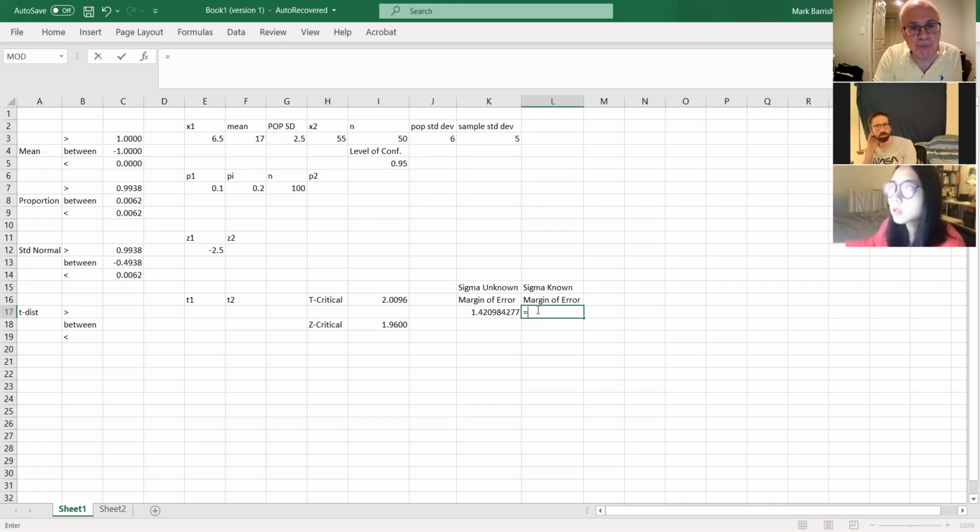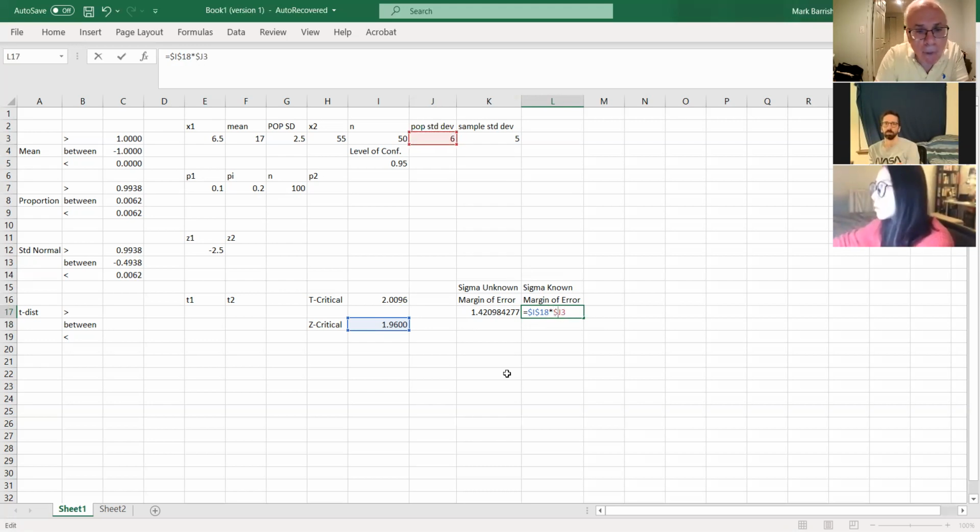this is going to be equal to the Z critical value, and then we're going to multiply this by the population standard deviation, again divided by the square root of n, the square root of the sample size. Again, putting those dollar signs around it.